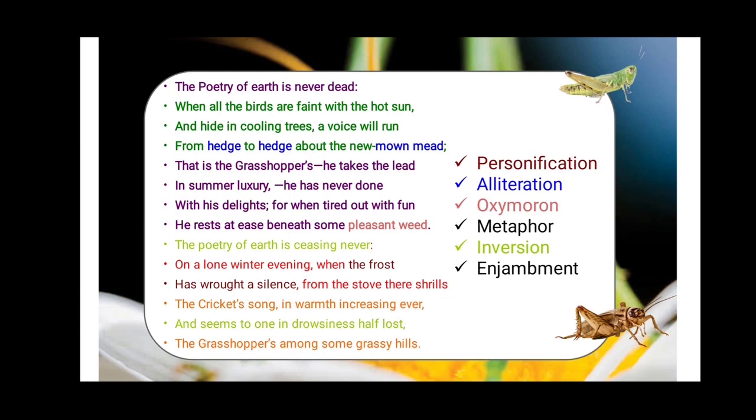Now, I will discuss the literary devices used in this poem. There are six literary devices used in this poem, and they are personification, alliteration, oxymoron, metaphor, inversion, and enjambment. The next slides will discuss the literary devices.